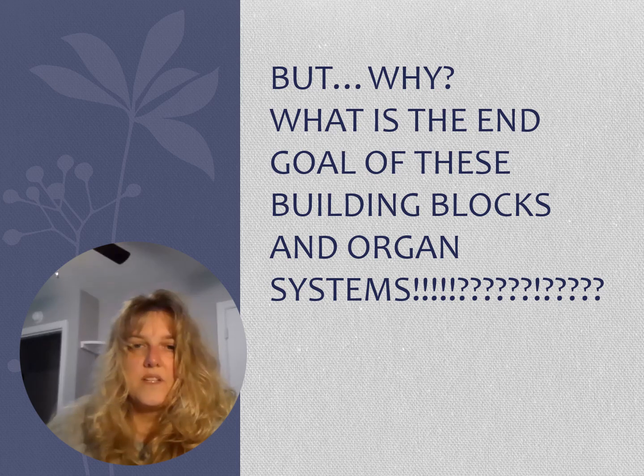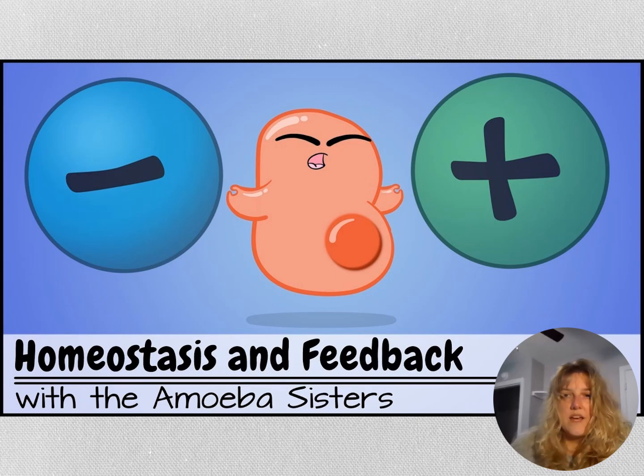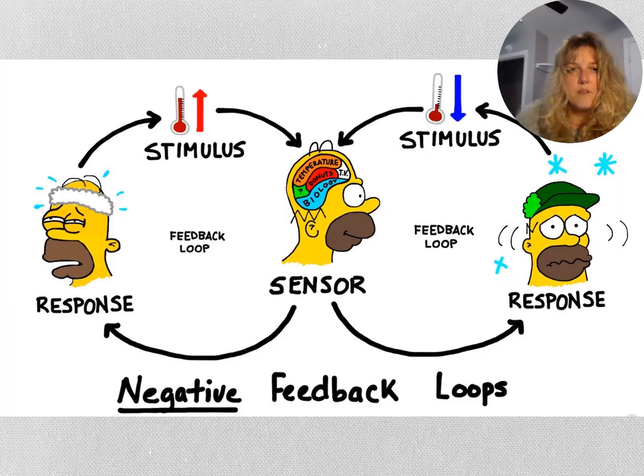But why? What is the end goal of these building blocks and organ systems? The whole point is that we're trying to maintain homeostasis. We're trying to maintain a happy balance. We do that with this homeostasis feedback. There's negative and positive feedback, and we're going to talk about those, and hopefully this slide will help with that. Let me get my laser pointer out here.